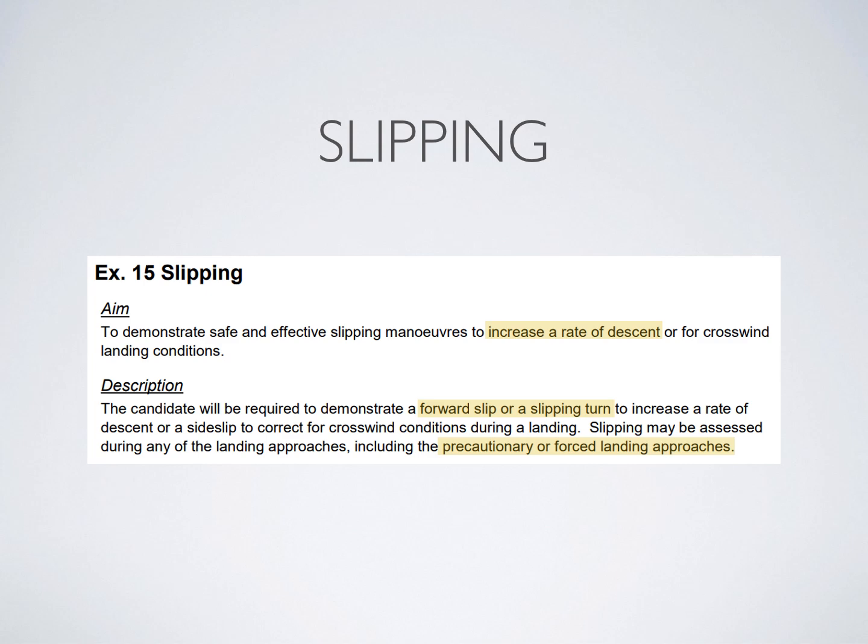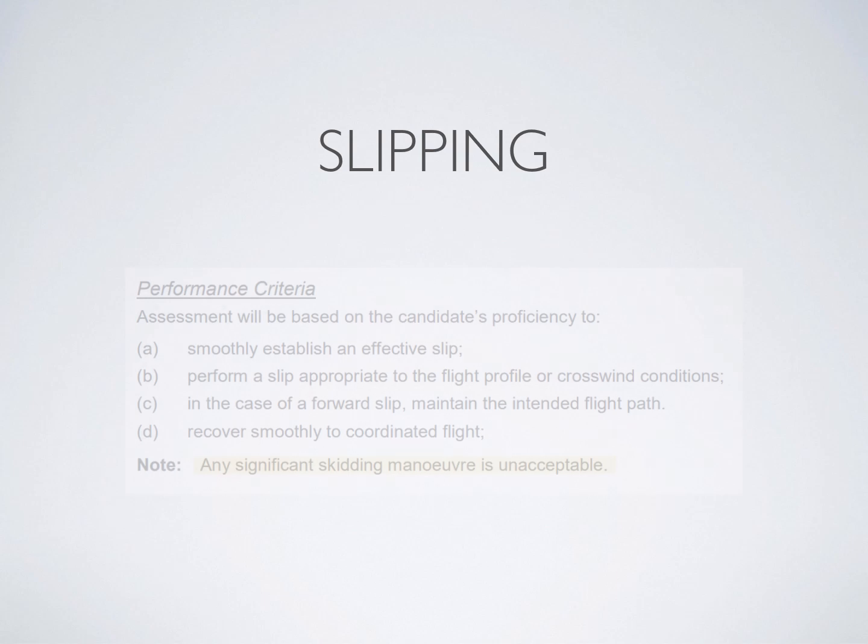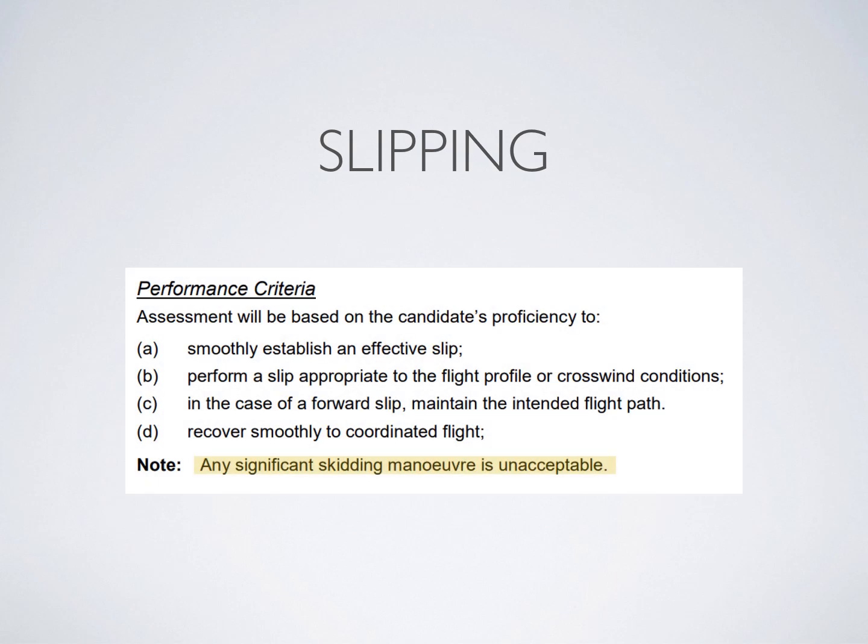One thing I want to make sure that you don't do is if you are going to do a forward slip or a slipping turn, that you do not do it with power on. The entire purpose of a forward slip or a slipping turn, remember, is to lose altitude. If you have power in, then in order to lose altitude, you could just remove your power. So if you're trying to demonstrate this on a landing with power in, doing a forward slip to lose altitude, your examiner is just going to be asking you why you're doing two things that are working against each other at the same time. One thing that goes without saying is be very, very careful when you perform this maneuver that you don't unintentionally put the airplane into a skid.